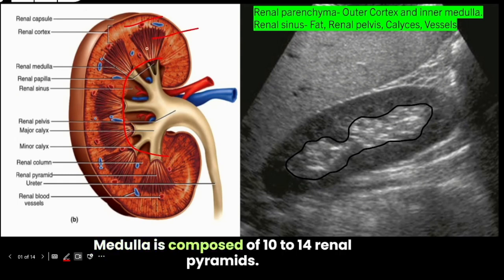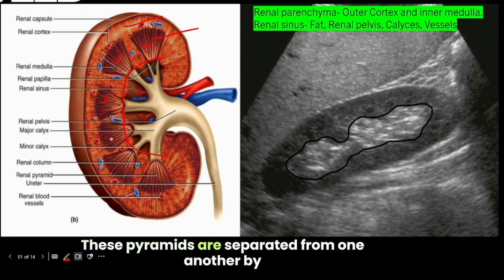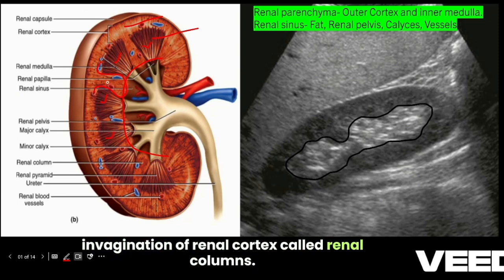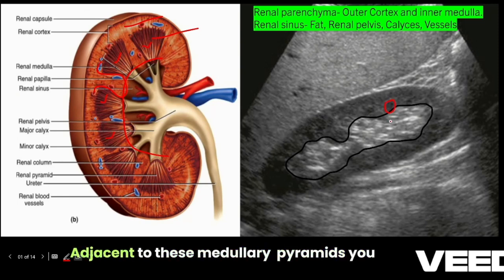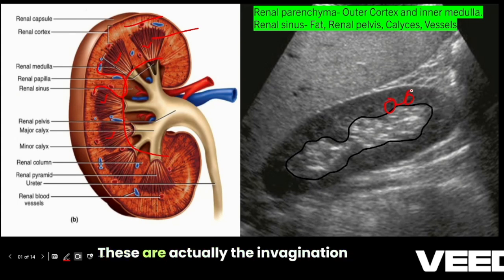Medulla is composed of 10 to 14 renal pyramids. These pyramids are separated from one another by invagination of renal cortex called renal columns. This relatively hypoechoic area represents the medullary pyramids. Adjacent to these renal pyramids, you can see hyperechoic renal columns. These are actually the invagination of outer cortex into medulla.